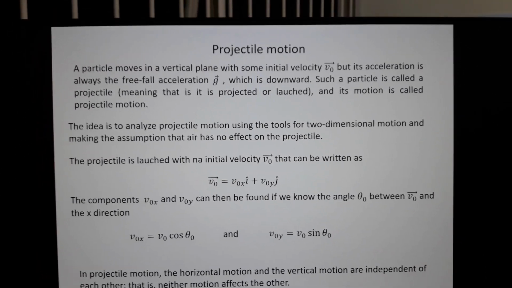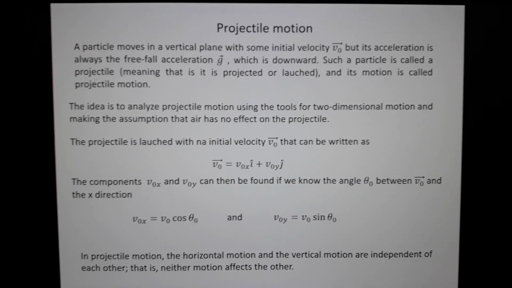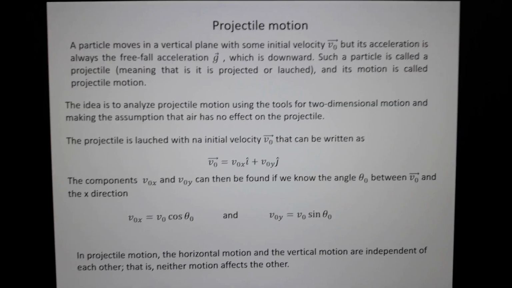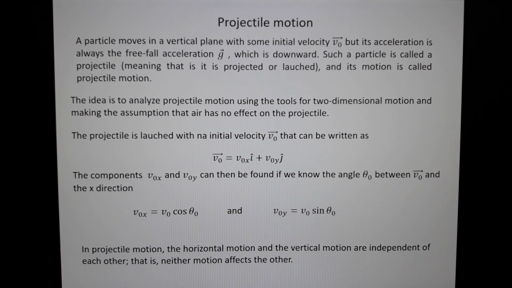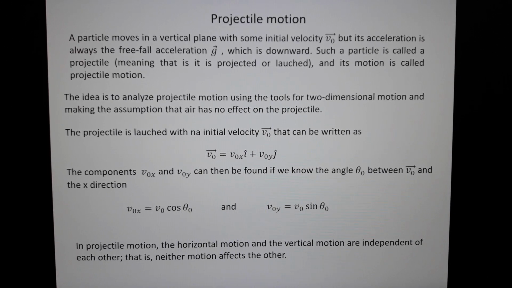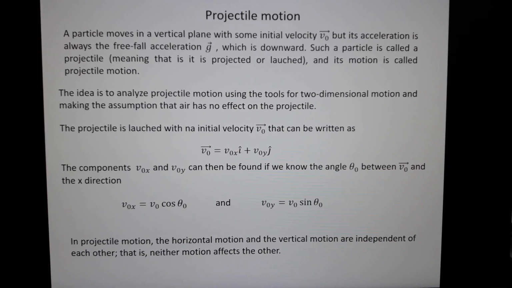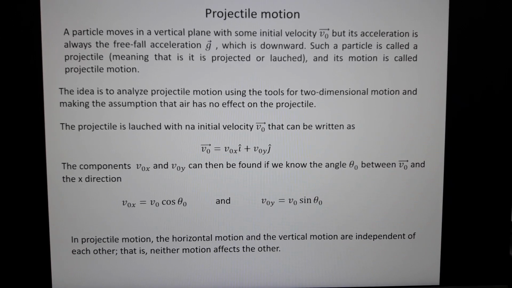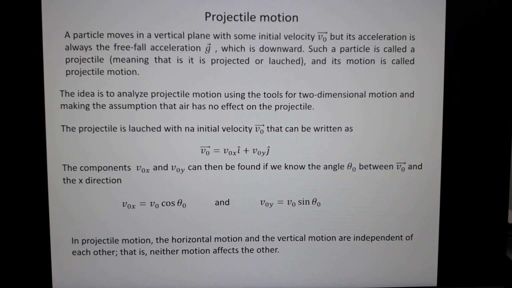Hello folks, today we are going to see projectile motion. It's like a particle moves in a vertical plane with some initial velocity, V0, but its acceleration is always the free fall acceleration, g, which is downward. Such a particle is called a projectile, meaning that it is projected or launched, and its motion is called projectile motion.